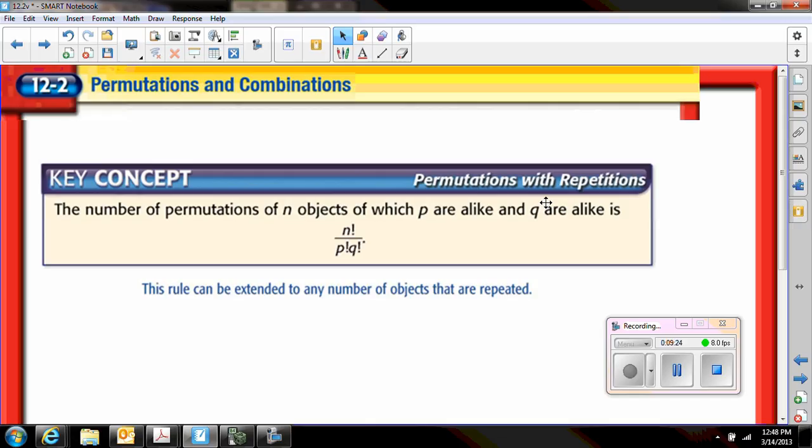Okay, now, permutations and repetitions. Sometimes we're trying to put things in order, but it's possible you have something repeat. So for instance, if we're dealing with letters, I might have 2 of the same letters, so it doesn't matter whether T comes first or T comes first. If they're the same, it doesn't matter the place that they're in. So if I have something with repetitions, the number of permutations of n objects, of which p are alike and q are alike, is given by n factorial divided by p factorial q factorial. Now, this can be extended based on how many different objects are repeated. So I can continue this on. If I have 3 objects repeated, I would just say p factorial, q factorial, s factorial, and so on and so forth.